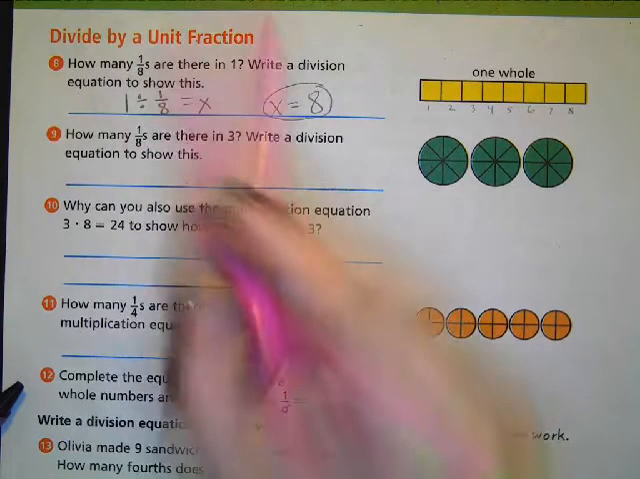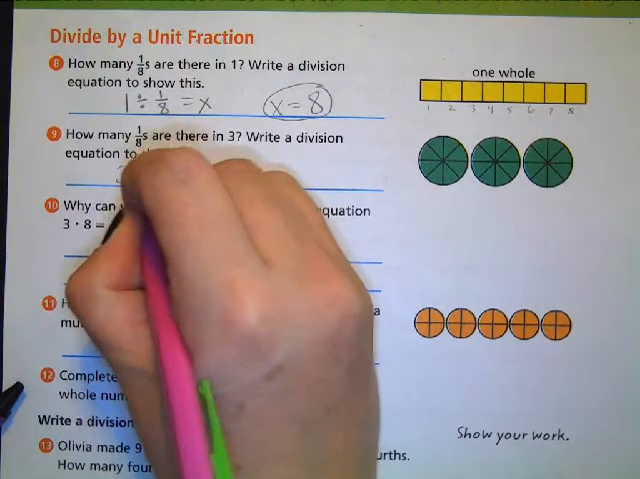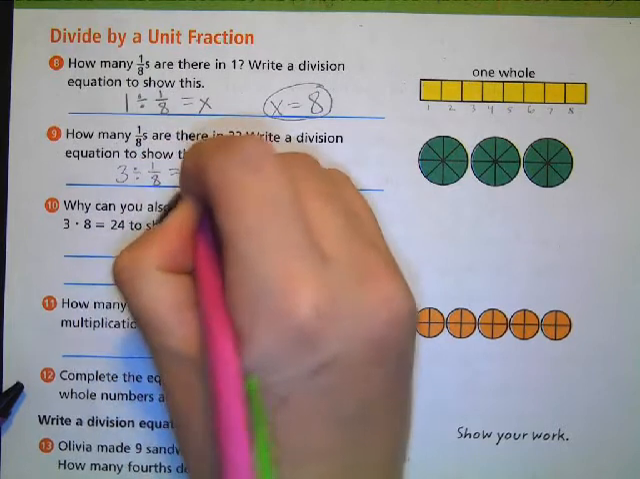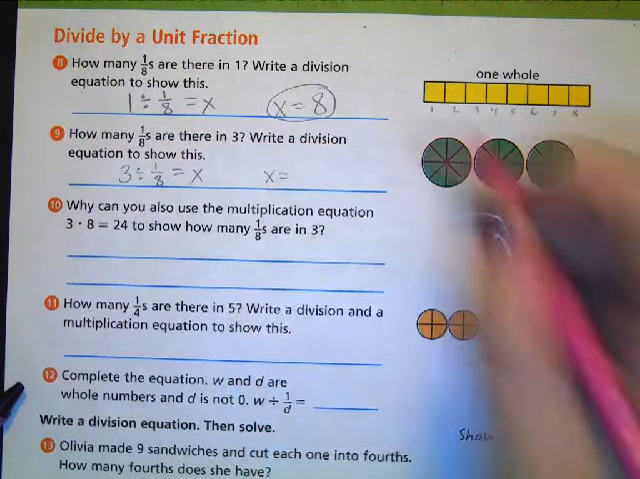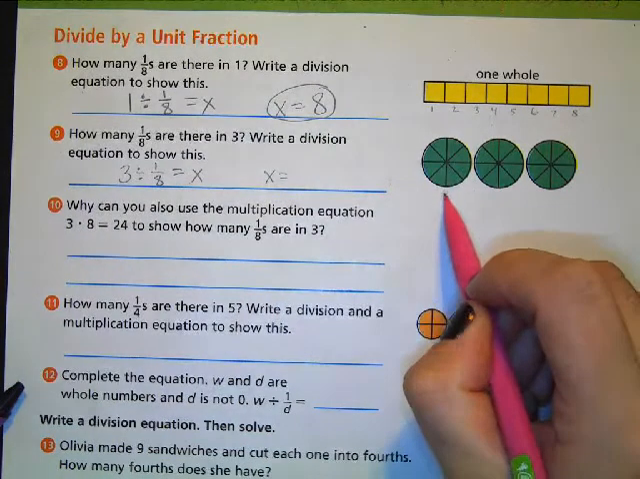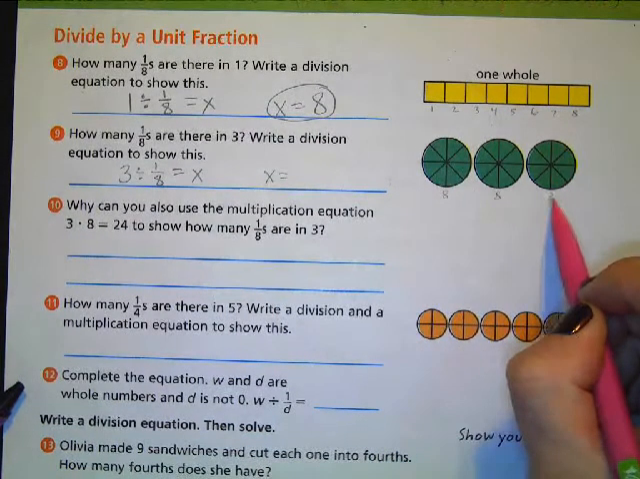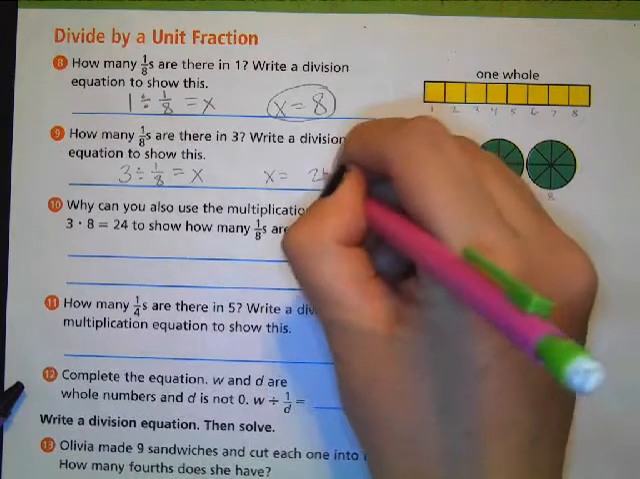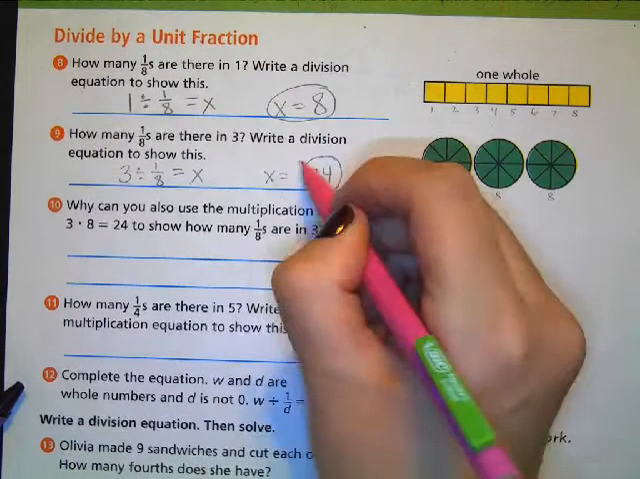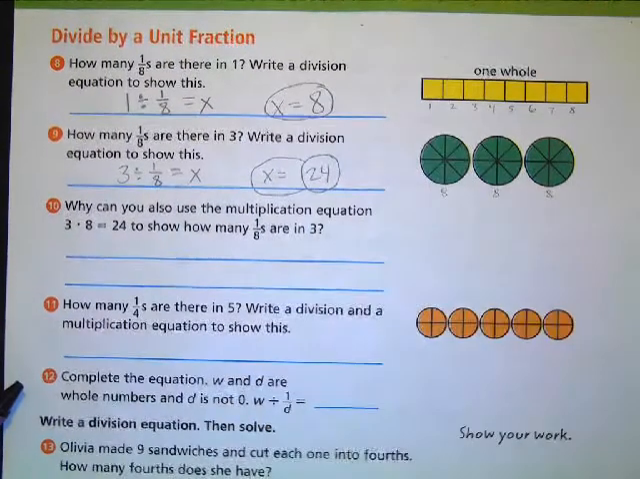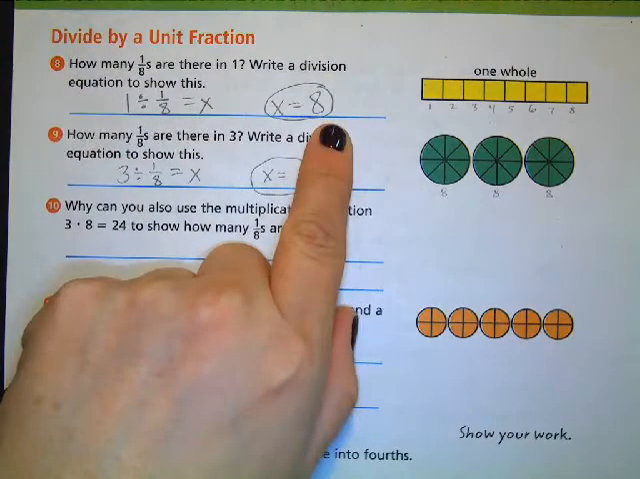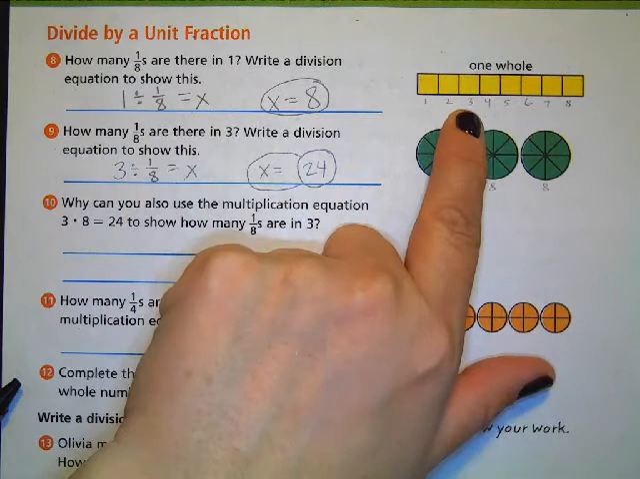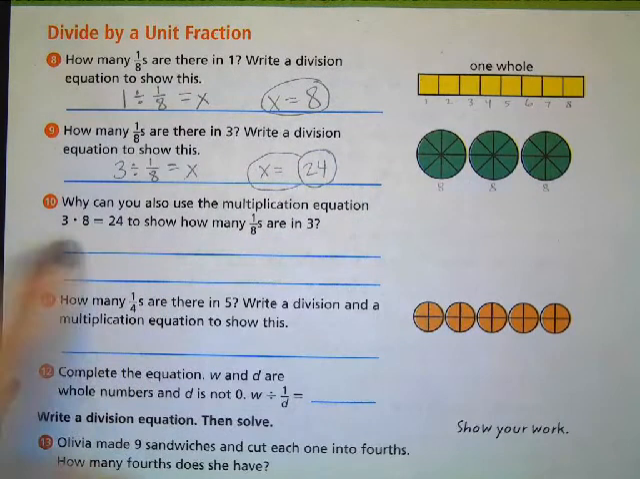Okay, number 9. How many 1/8 are there in 3? So I have 3, and I'm cutting them into 8ths, equals x. This is the equation. Now I will solve for x. Well, if there's 8 here, and 8 here, and 8 there, there are 24. Whoops, I should have circled the whole thing. There are 24 1/8 size pieces. There were 8 1/8 size pieces in 1 whole.